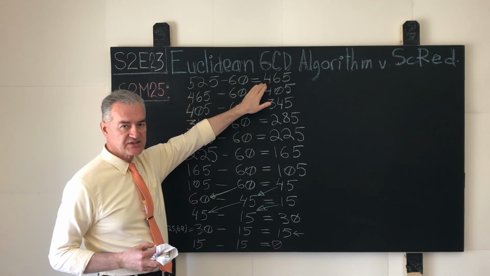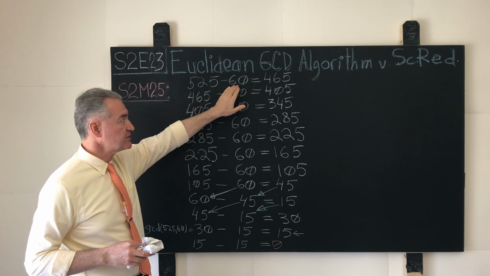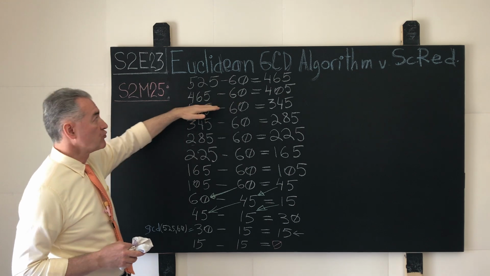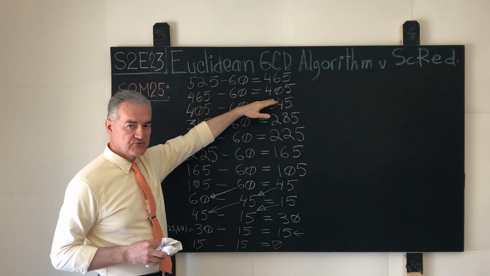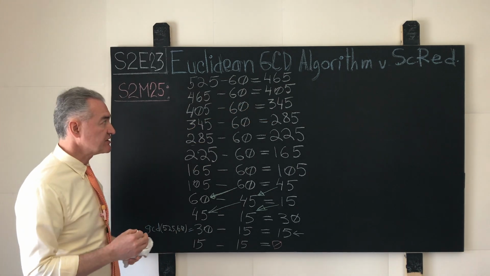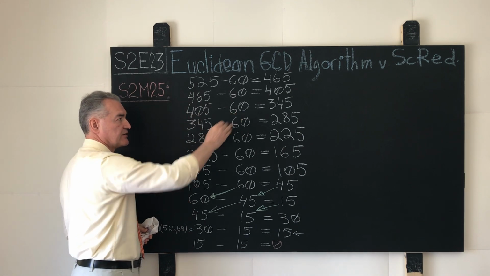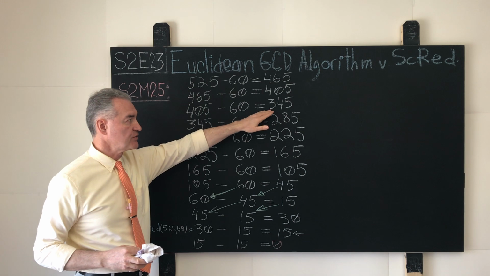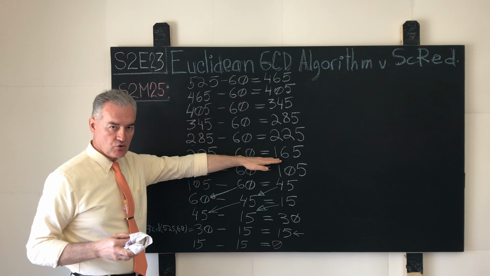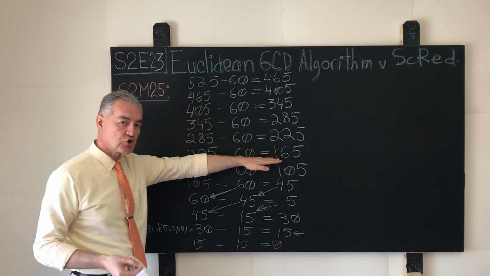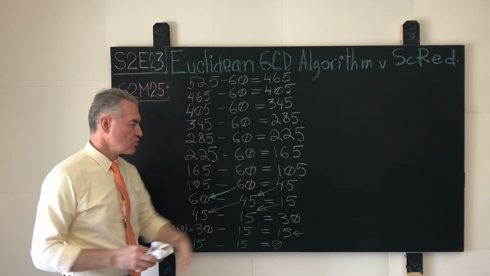Because this difference is still larger than the currently smaller number 60, we repeat this process again. From 465, we subtract 60. We obtain 405. 405 is still larger than 60. We repeat this process again. From 405, we subtract 60. We obtain 345, and so on. We keep doing repetitive subtraction of the currently smaller number from the currently larger number until we arrive at this situation shown over here.